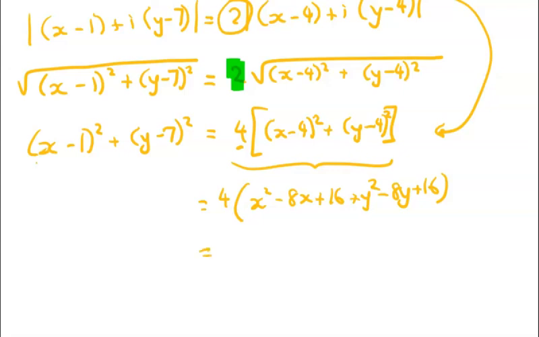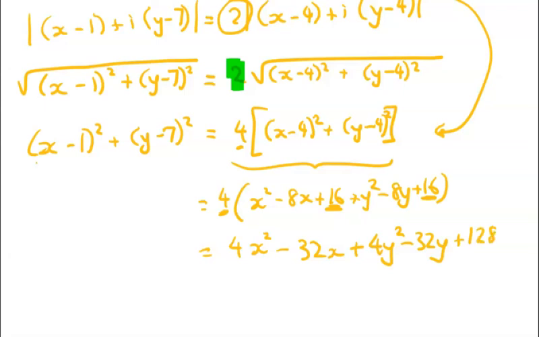Let's clean that up. I get 4x squared minus 32x. Here I've got 32. 32 fours gives me 128. I'll pop down my y squareds first though. So we've got 4y squared minus 32y plus my 32 times 4, which is 128.